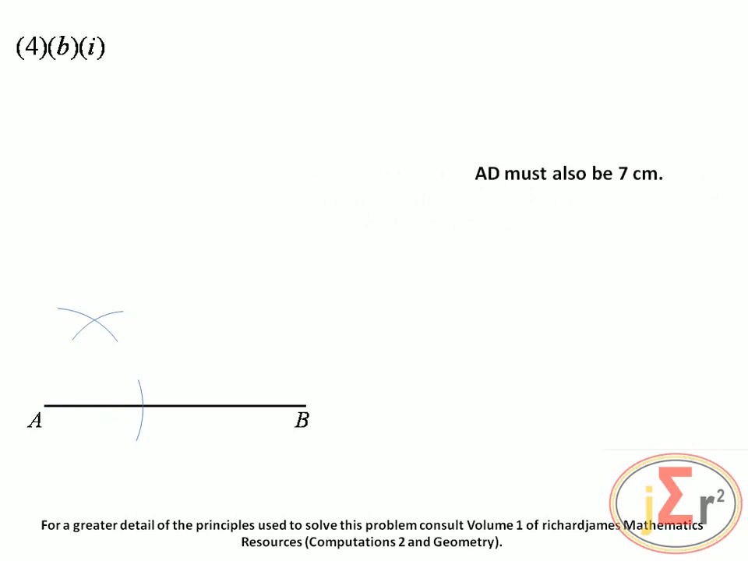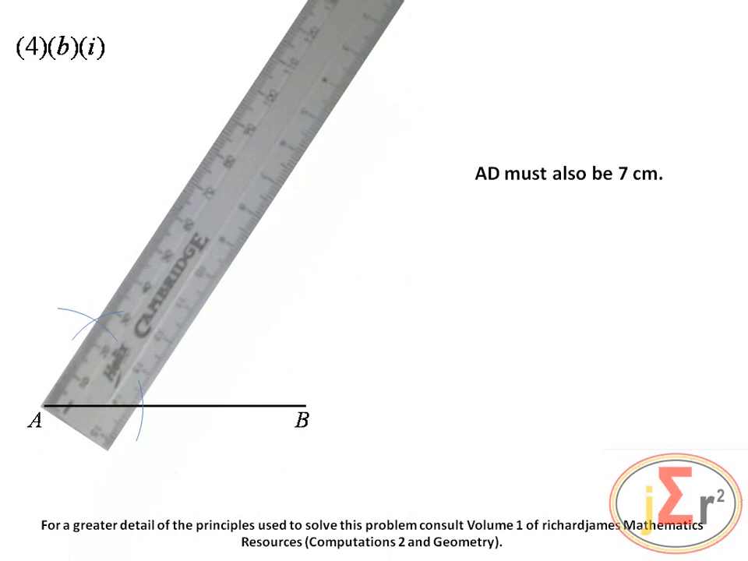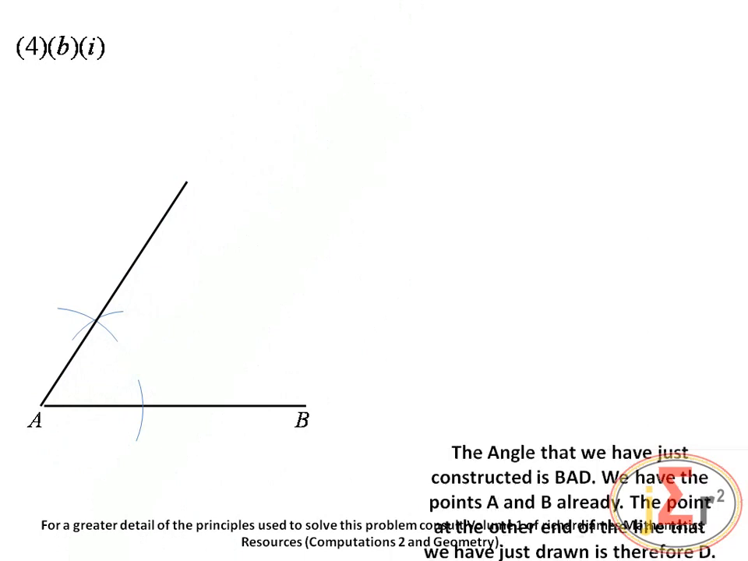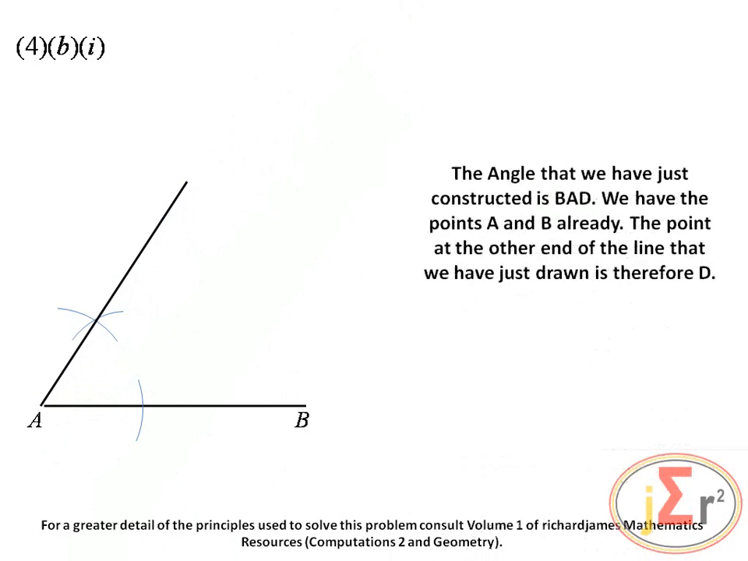But AD must also be 7 centimeters. So we are going to use our ruler and we are going to draw the line to 7 centimeters. The angle that we have just constructed is BAD. We have the points A and B already. The point at the other end of the line that we have just drawn is therefore the point D.